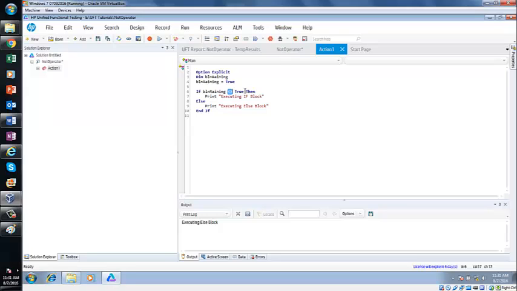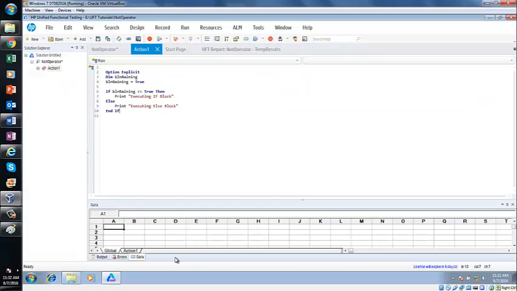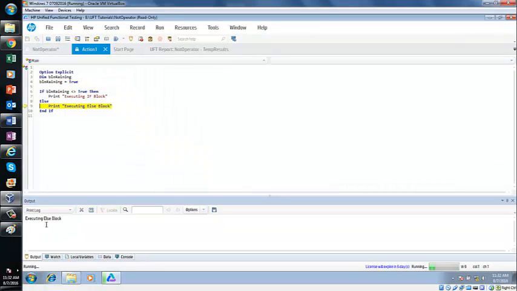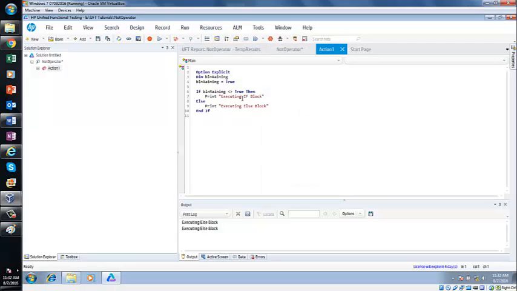So this is much simpler. Here we are saying Boolean raining not equal to true. We are replacing Boolean raining. What is the value of Boolean raining? True. True not equal to true is always false. So what will happen? It will go to the else block. If I run it, you will see it will be printing executing else block, because we know that true not equal to true is not true. It is a false expression, right?